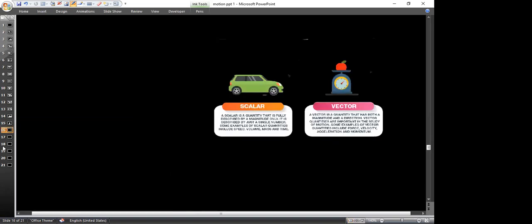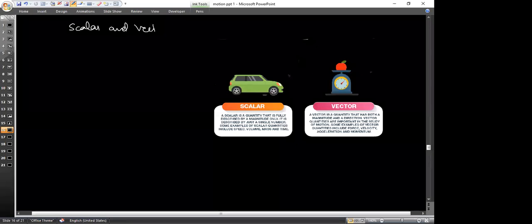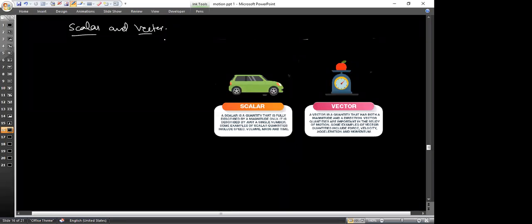Let's talk about scalar and vector quantities now. What is the difference between scalar and vector quantities? These are different types of physical quantities that we usually study. What are physical quantities? Those quantities that help us in measurements. For example, if we are going to measure some length, meter will be the unit, and distance is a physical quantity. So there are some physical quantities that we are going to discuss here.